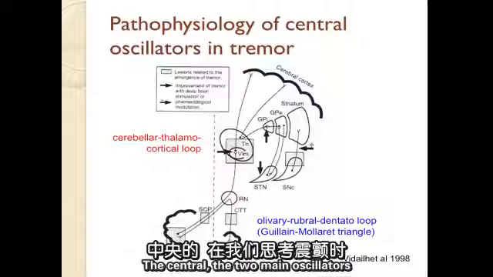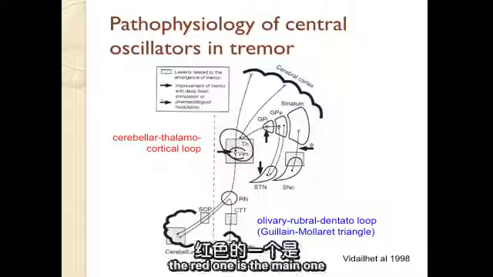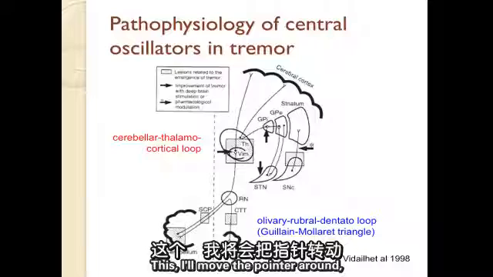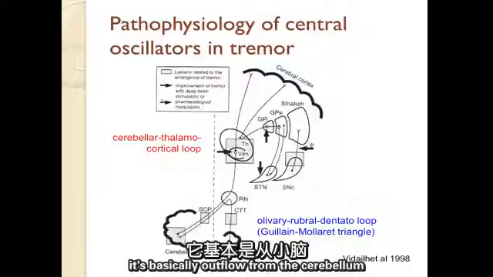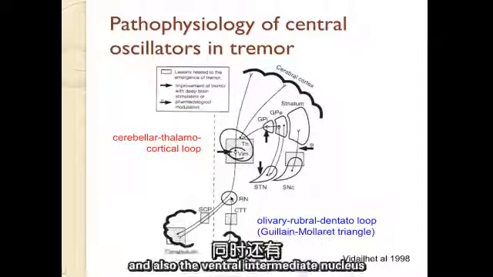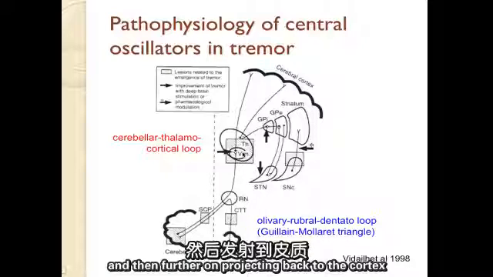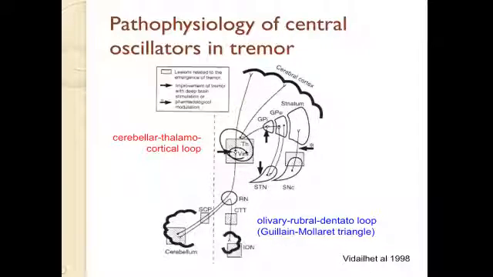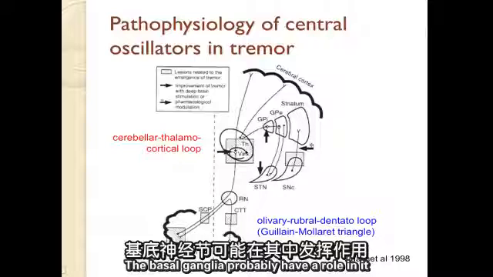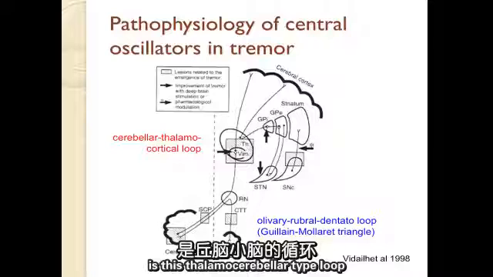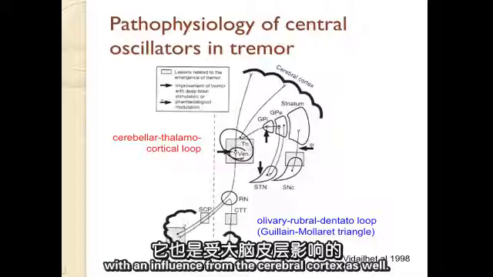The two main oscillators that we think about with tremor, the red one is the main one we talk about, the cerebellar thalamocortical loop. I'll move the pointer around. It's basically outflow from the cerebellum through the red nucleus to the ventral lateral and also the ventral intermediate nucleus of the thalamus, and then further on projecting back to the cortex, and this loops back downward as well. The basal ganglia probably have a role in it, but the main one that seems to oscillate is the thalamo-cerebellar type loop, with an influence from the cerebral cortex as well.